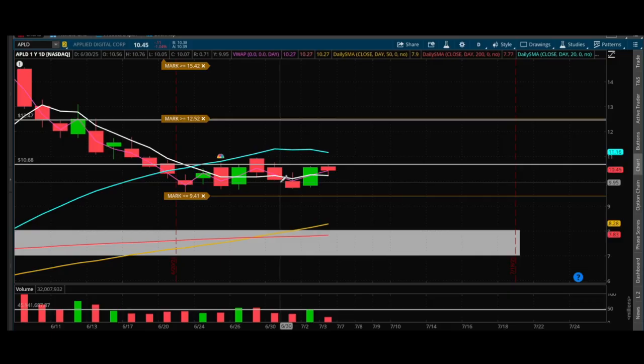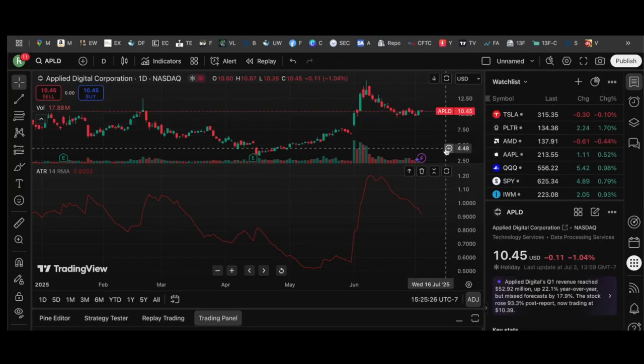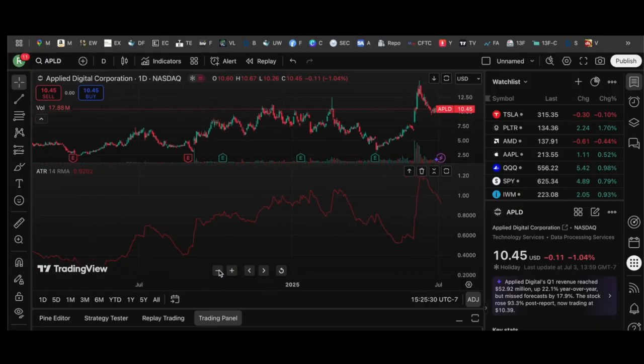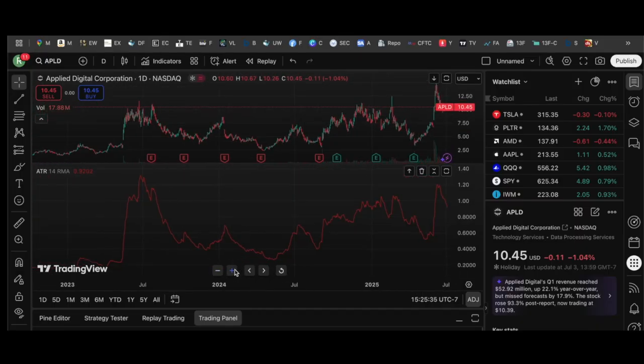I essentially want to show you guys one thing again, which probably I didn't show for Applied Digital, but maybe for other stocks. Average true range. This is your implied volatility essentially. This chart shows you the upper part, which is the price action, and the lower side, which is the average true range.